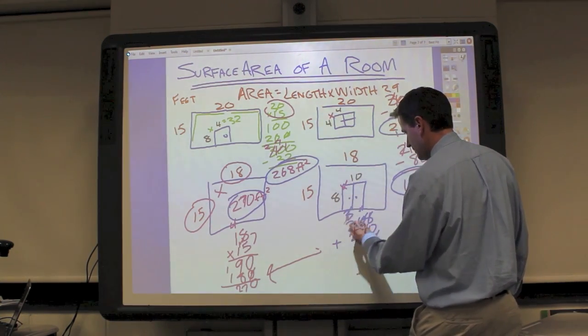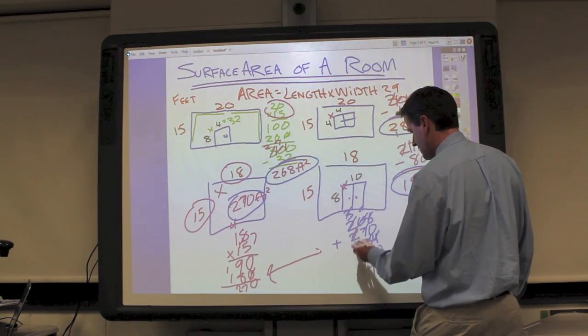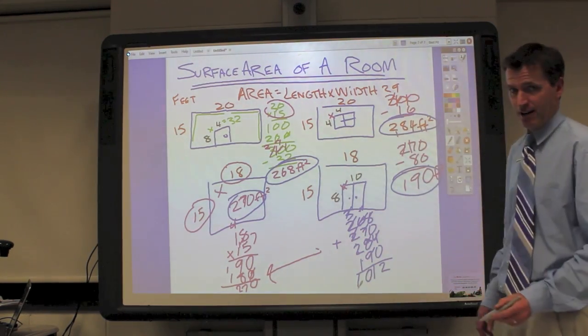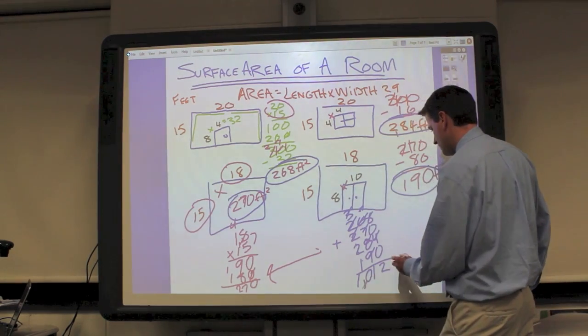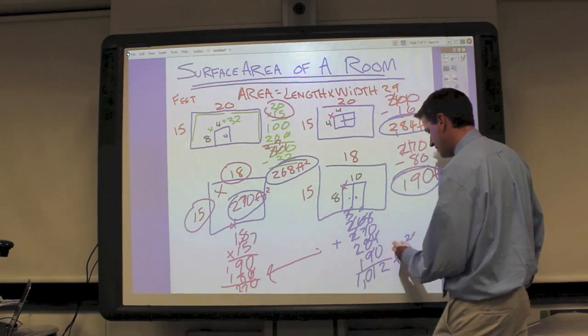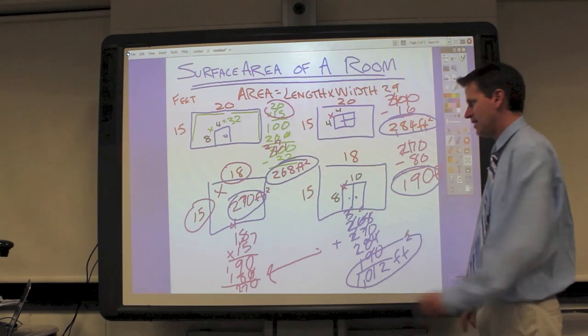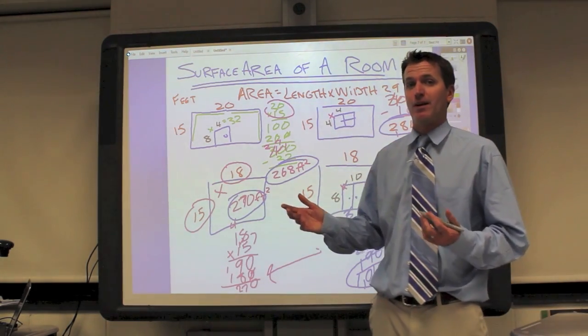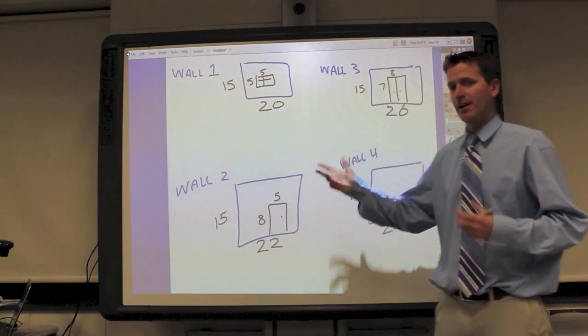I add this, 5, 6, 7, 8, 9, 10. So my total surface area is going to be 1,012 square feet. Okay? Total surface area there. Now, what I'm going to do is I'm going to give you an example, and I'm going to have you try it. Okay, now here's my example.